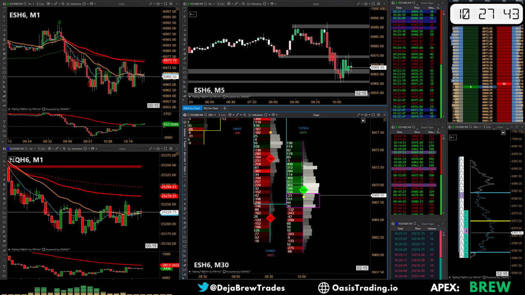Still building up a lot of delta here. So much, in fact, you have shifted the POC down. Bottom heavy profile now, possibly trying to extend the lower tail if they can stay below VWAP.